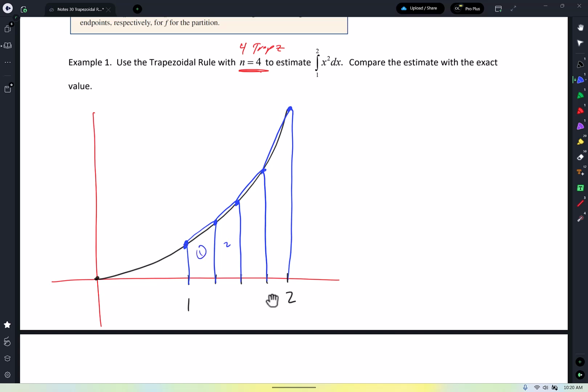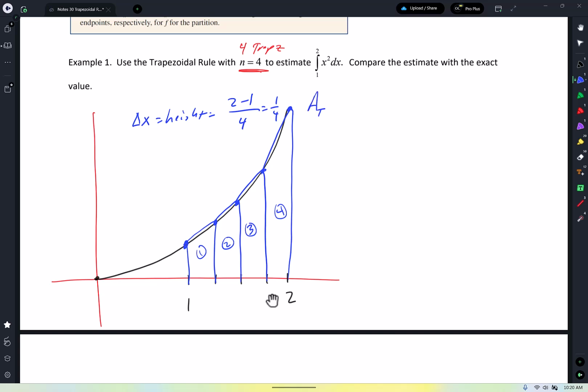Trapezoid 1, trapezoid 2, trapezoid 3, trapezoid 4. We still okay? All right. The delta x of each one of these trapezoids, which is your height, is 2 minus 1 divided by 4, so 1/4. You guys didn't need to do the calculation. You already knew that. From 1 to 2, each one of these trapezoids is 1/4. But it's good to show it.